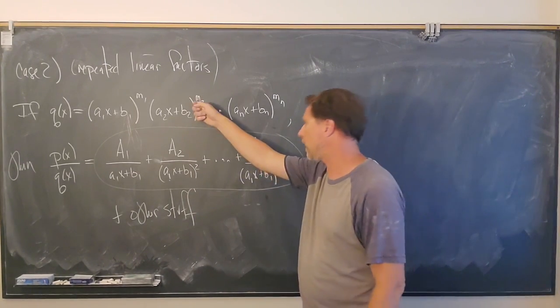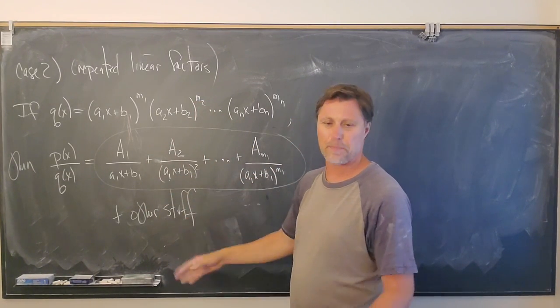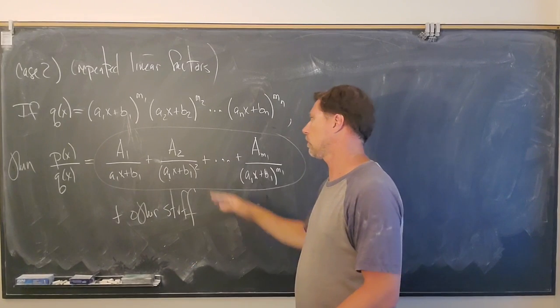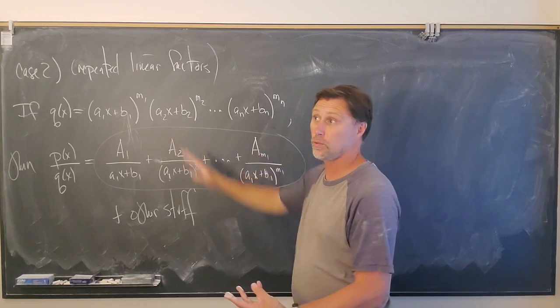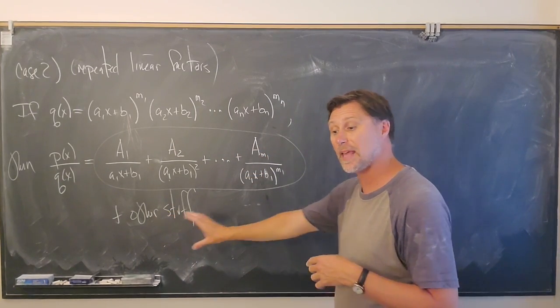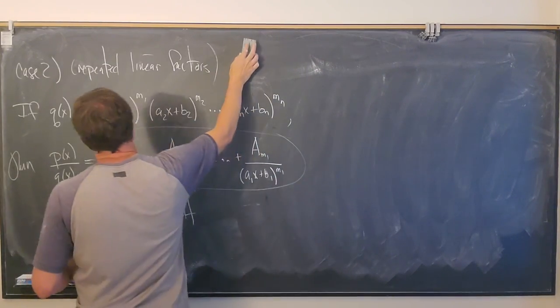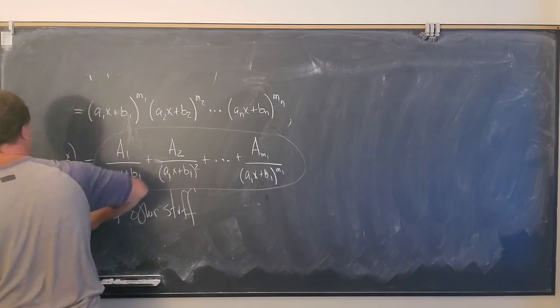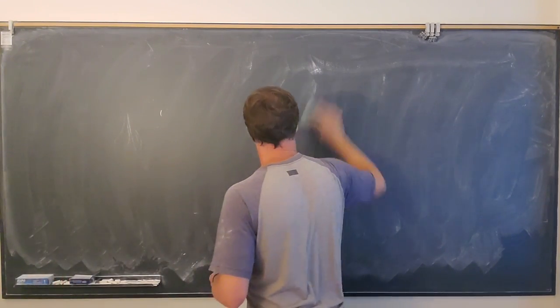So maybe this is a 10. Then I would have 10 partial fractions. Constant number 1, let's say b1, over a2x plus b2, plus capital B2 divided by a2x plus b2 raised to the second power. We'd have ascending powers until we get all the way to 10. So let's just, before we even start doing that, let's just see how this would go.